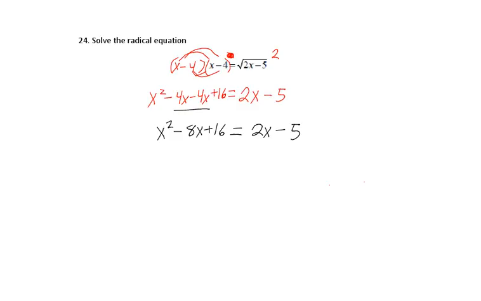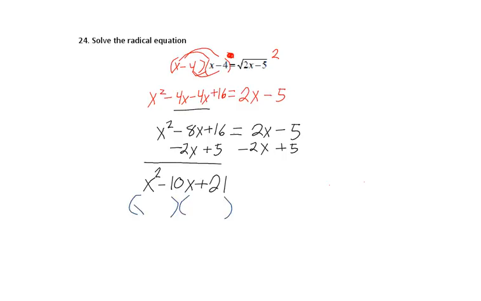Okay, because this is a power 2 problem, in order to solve, everybody has to be on the same side. So, let's take a look. What I'm going to do is subtract 2x and add 5. So you're left with x squared minus 10x plus 21. The good news is that this will factor.